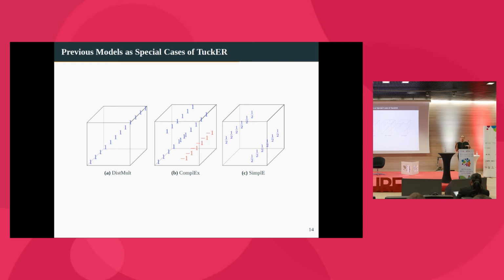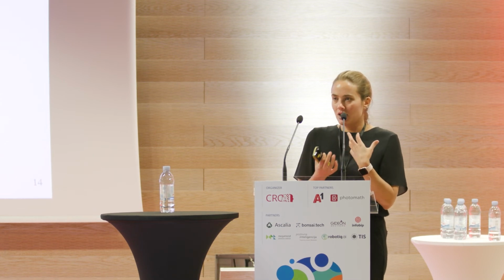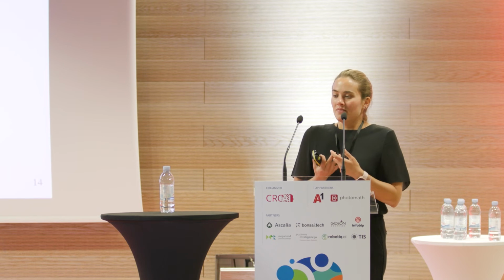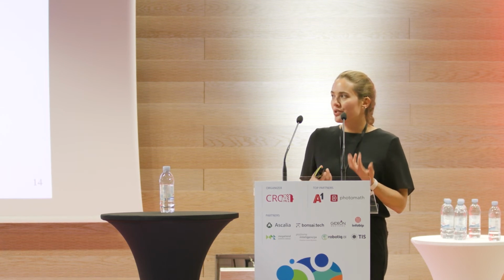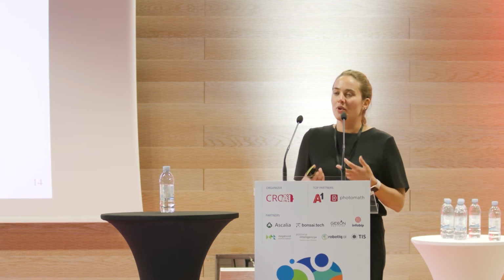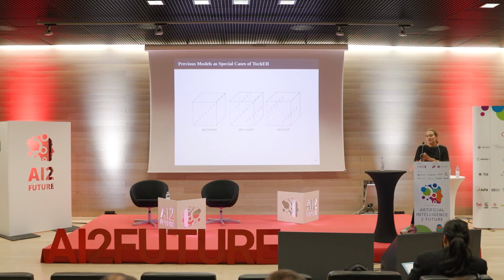Here I just want to show you how previous models can be seen as special cases of TuckER. Those 3 matrices for subject entities, object entities, and relations remain the same. The only thing that we change is the core tensor. Whereas in TuckER, all of the parameters in the core tensor are learnable, here you can think of DistMult, ComplEx, and SimplE as constrained versions of TuckER, where the parameters of this core tensor are not learned, they're just fixed to these values that you see here.